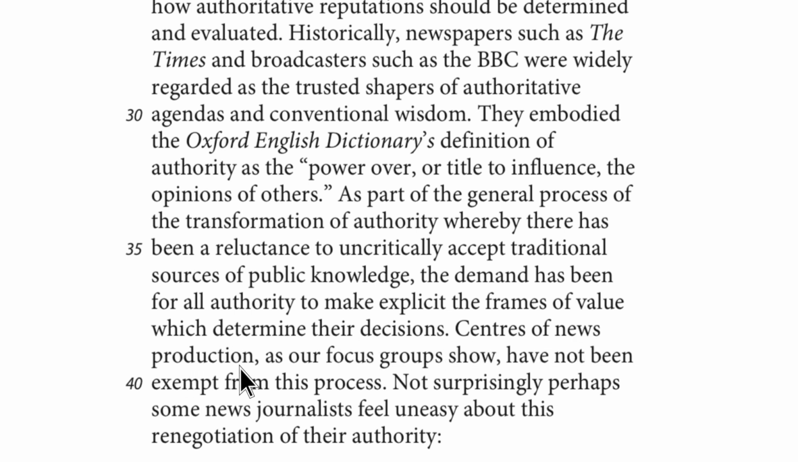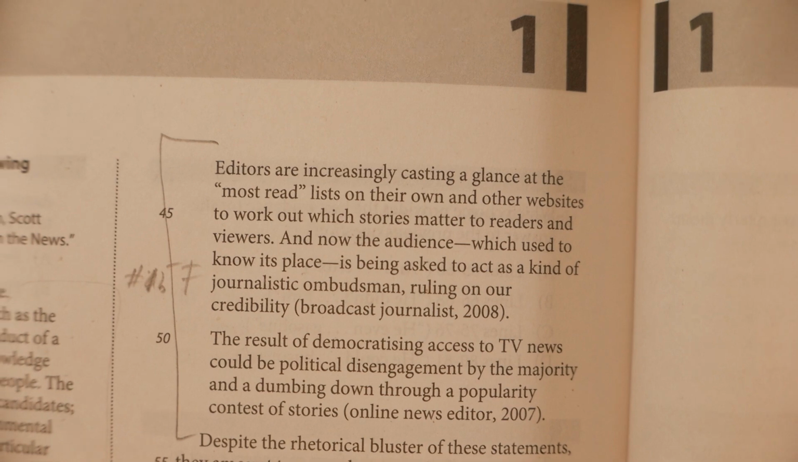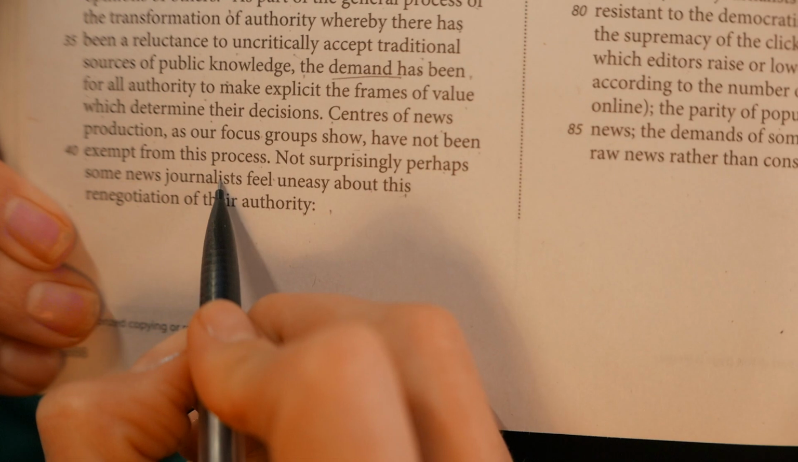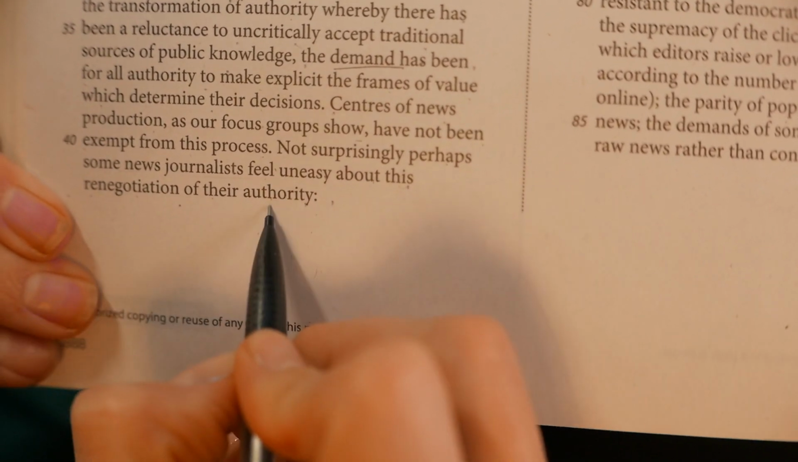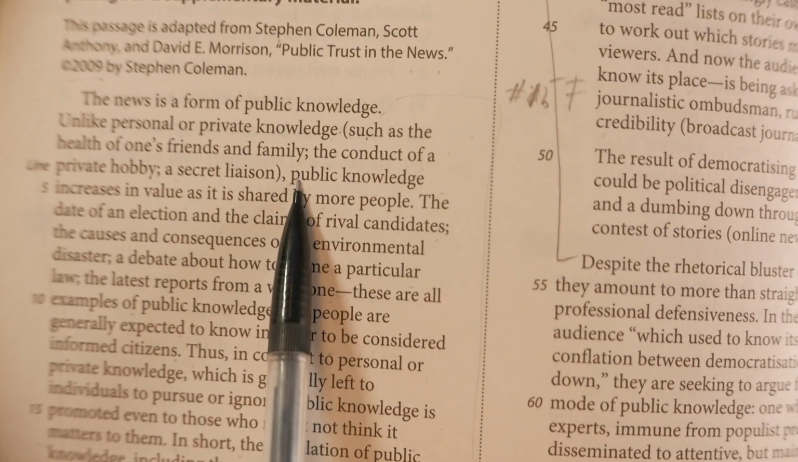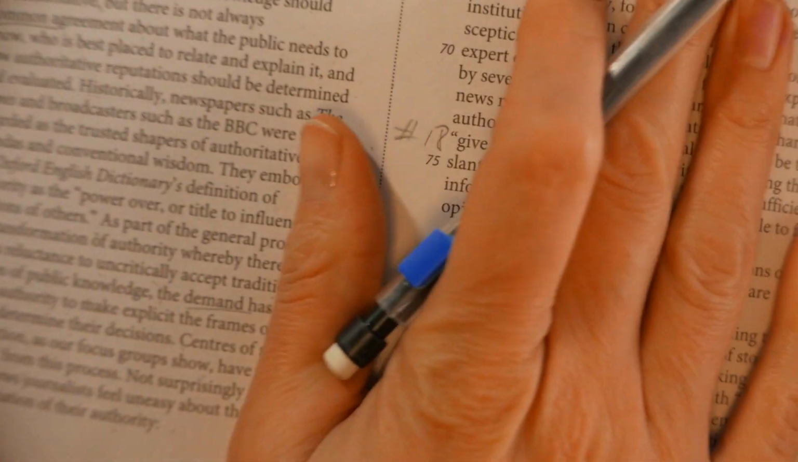Centers of news production, as our focus groups show, have not been exempt from this process. Not surprisingly, perhaps, some news journalists feel uneasy about this negotiation of their authority. So let's move on here. We have a question about the function of this, so we have to think. What's before it is that some news journalists feel uneasy about this negotiation of their authority. So apparently there's an authority of public knowledge and public news, and there's a negotiation about their authority, and journalists are pissed off.